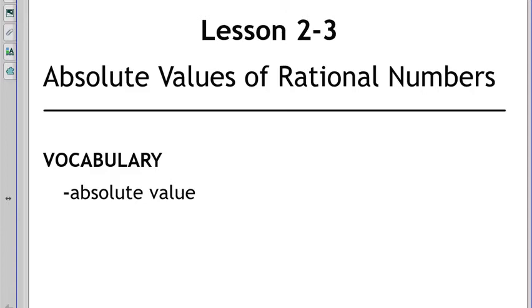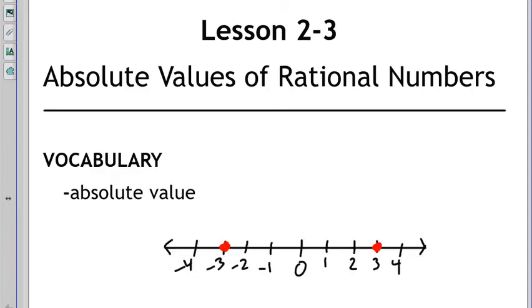So let's draw a number line and look at this. All right, I have the number 3, and 3 is 3 units from 0. And so therefore, the absolute value of 3 is 3. We use a symbol for absolute value. It's just two straight parallel lines around the number. That's read as the absolute value of 3 is 3.